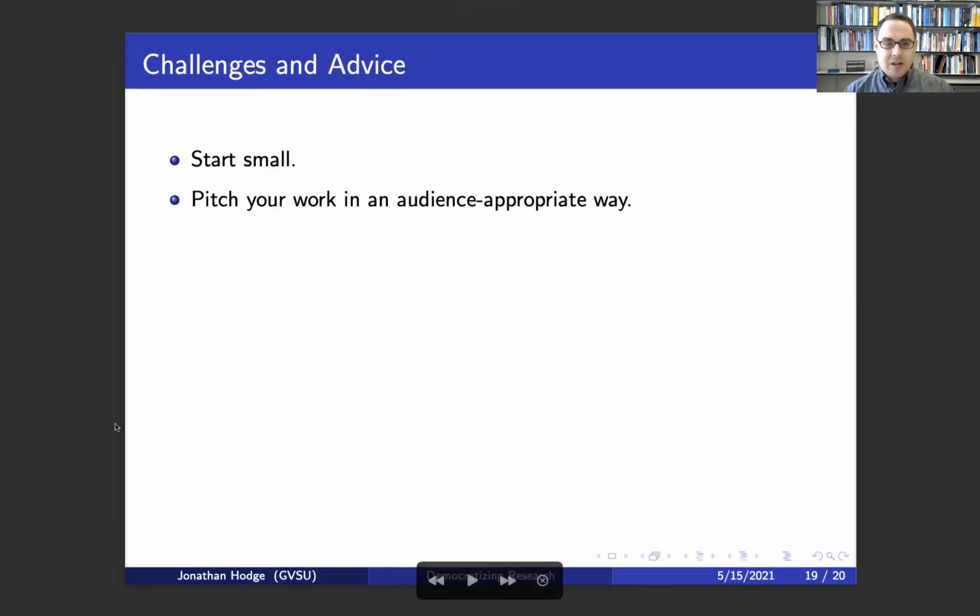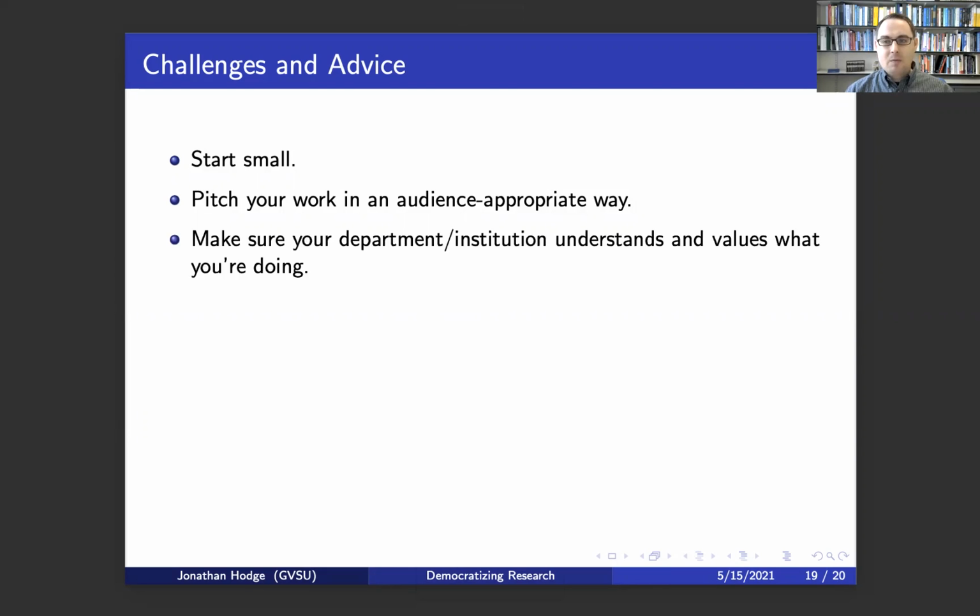I think one caution I would give is to be careful to pitch your work in an audience appropriate way. This is an area where, when you're talking to political scientists, the work can be too mathematical. When you're talking to mathematicians, the work can be not mathematical enough. I'll say this in terms of how you communicate results, but also how you communicate with your colleagues, especially if you're a faculty member who is untenured. You have to speak the right language and convince people of the value of what you're doing.